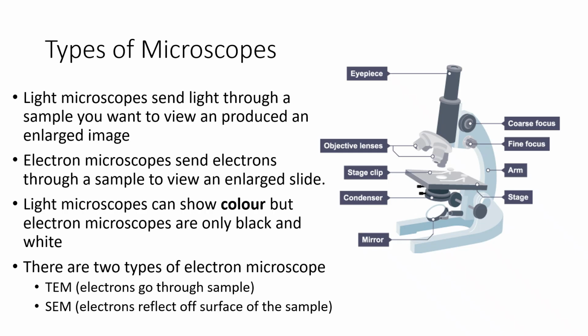And there are two types of electron microscopes. There's one called a TEM, which is where the electrons go through the sample in the same way that the light rays go through a sample in a light microscope. But what we also have is a SEM, which is a scanning electron microscope rather than a transmission electron microscope. And the scanning electron microscope just scans the surface of anything that's put in as a sample.